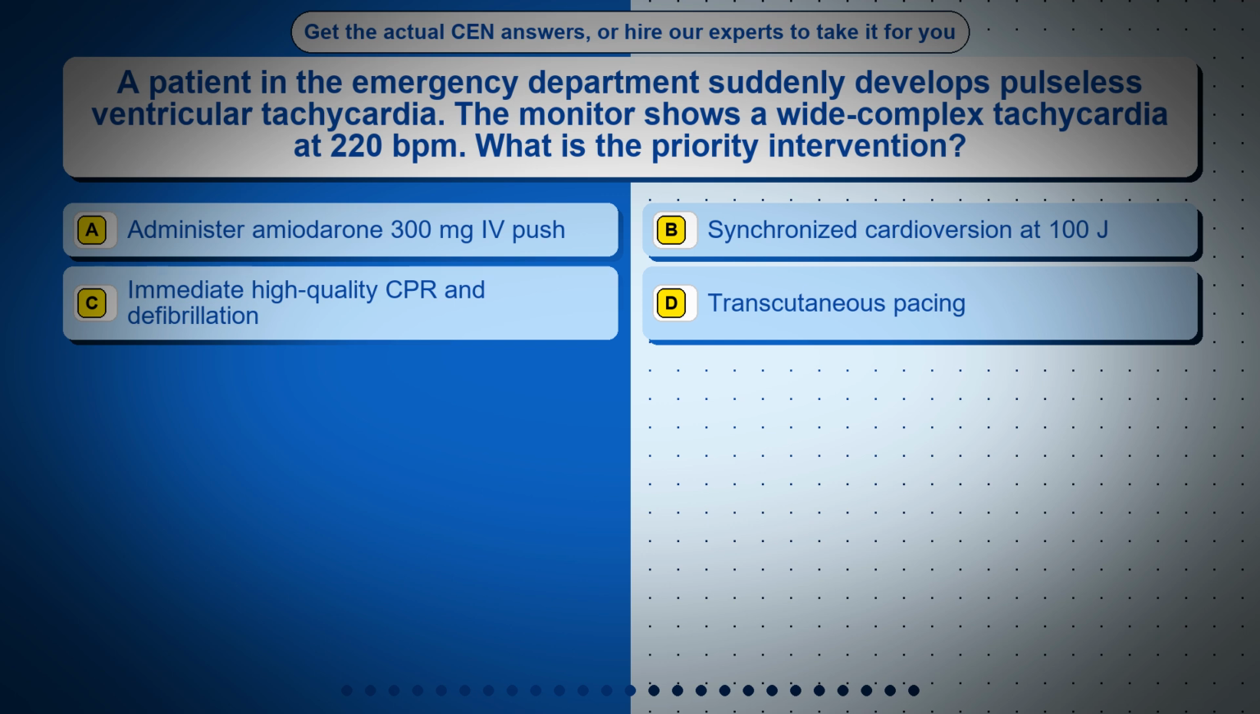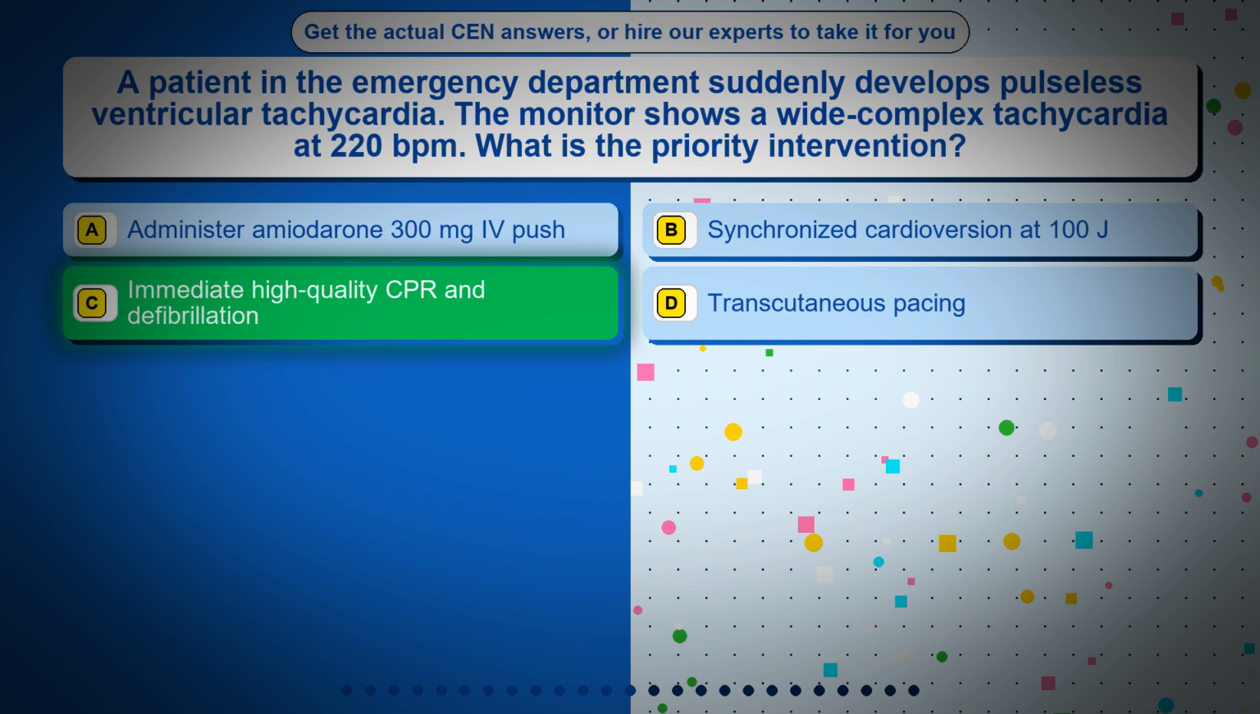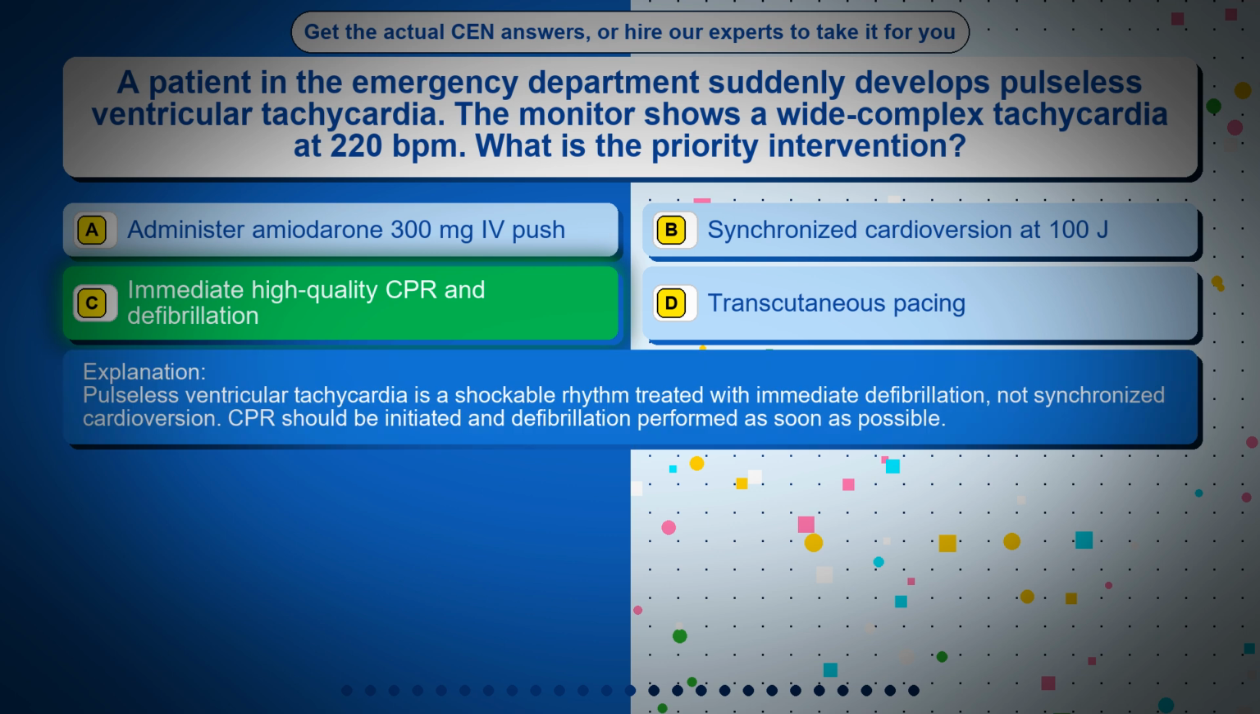Option A, administer amiodarone 300 mg IV push. Option B, synchronized cardioversion at 100 J. Option C, immediate high-quality CPR and defibrillation. Option D, transcutaneous pacing. The correct answer is option C, immediate high-quality CPR and defibrillation. Pulseless ventricular tachycardia is a shockable rhythm treated with immediate defibrillation, not synchronized cardioversion. CPR should be initiated and defibrillation performed as soon as possible.